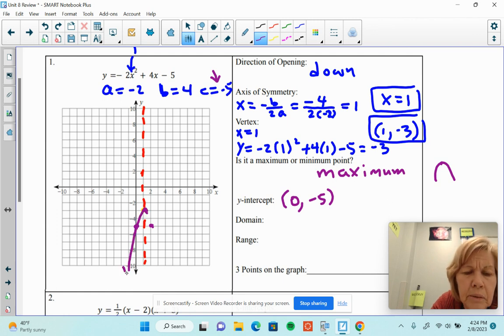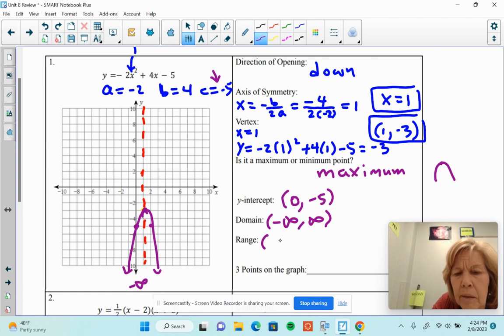So we'll draw it going down, and our domain is going to be from -infinity to infinity. Our range is going to be from -infinity up to a y value of -3.